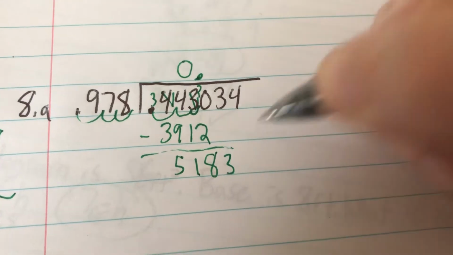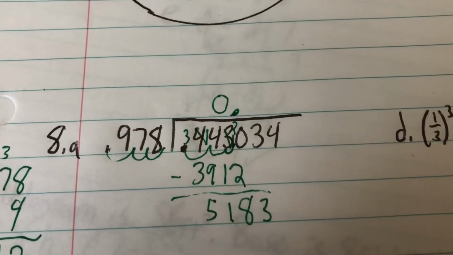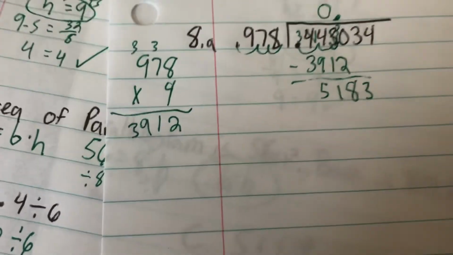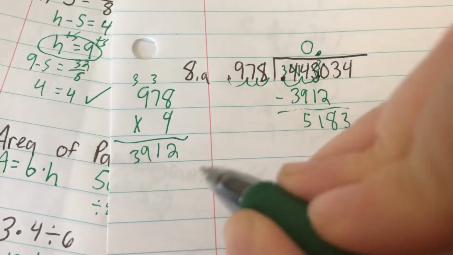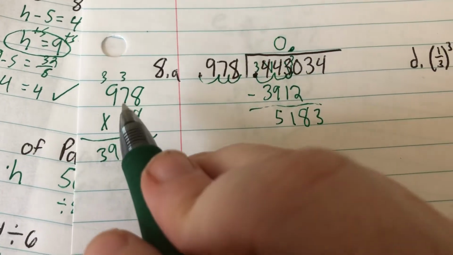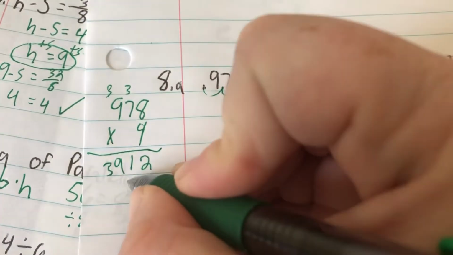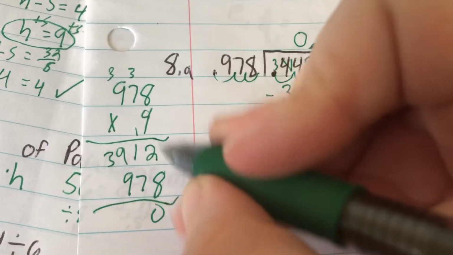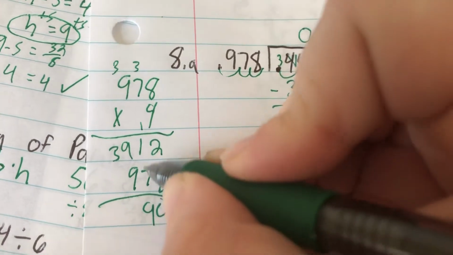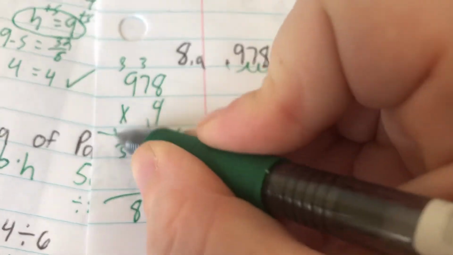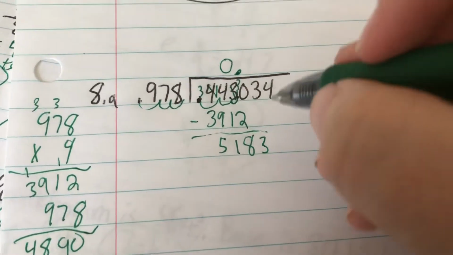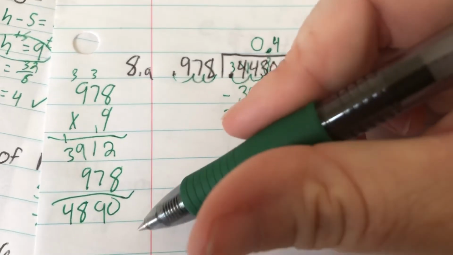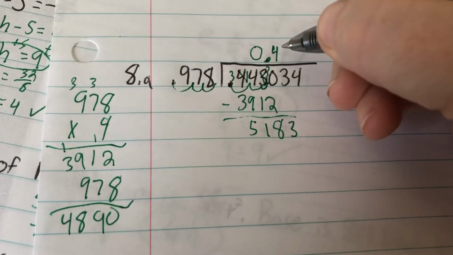Bring down my 3. Once again, 978 is about 1,000, so I'm going to estimate that it'll go into 5,183 5 times. So, since I already have how many it is times 4, I'm just going to add 978 to it. 10, 7, 8, 9, 18, 4. And I forgot to put my 4 here earlier. Whoops. 4,890 is smaller than that, so the 5 was correct.